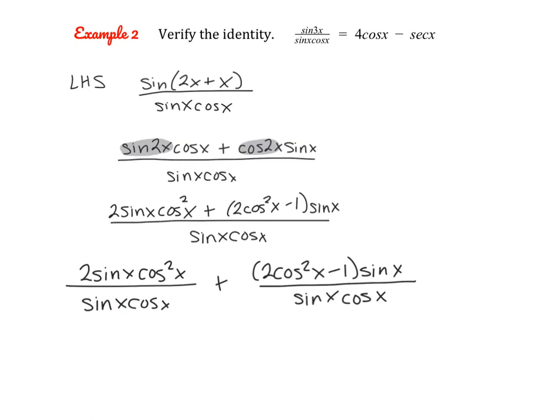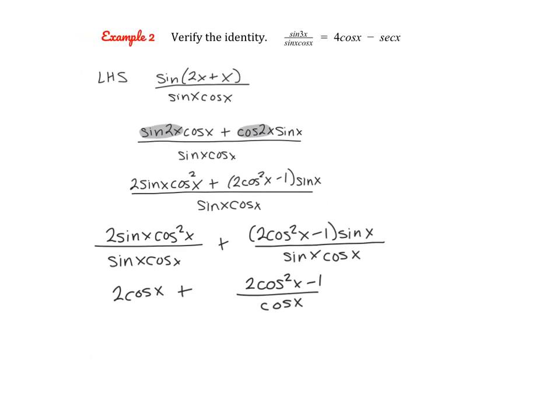So here we have some common factors, and we're left with 2 times the cosine of x plus, and then here again we have a common factor of sine, so I can simplify that out, leaving me with 2 times the cosine squared of x minus 1 over cosine of x. And then here I'm looking at this, and I'm looking at what I'm trying to achieve, and I want to achieve 4 cosine x, and here I have 2 cosine x. So I know that I'm going to need to get another 2 from this.